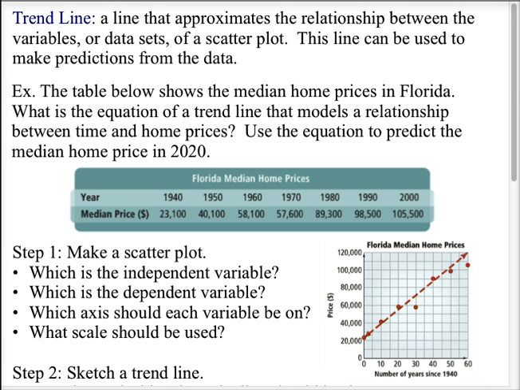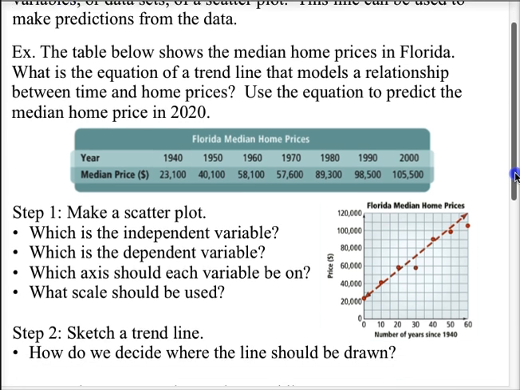Now, let's move on to another example. The table below shows the median home prices in Florida. What is the equation of the trend line that models a relationship between time and home prices? Use this equation to predict the median home price in 2020. All right.